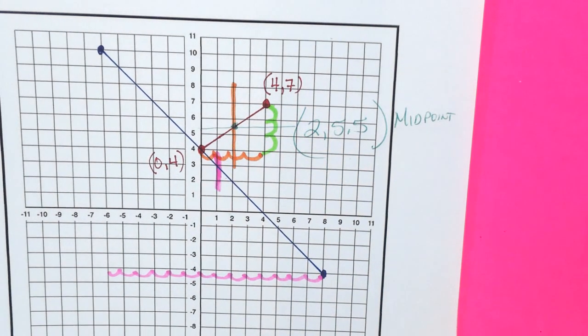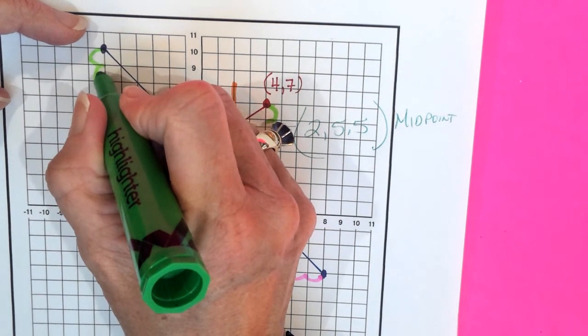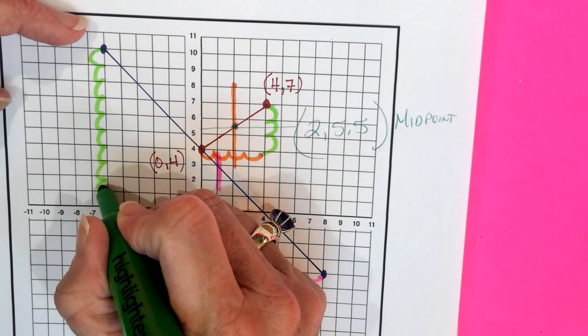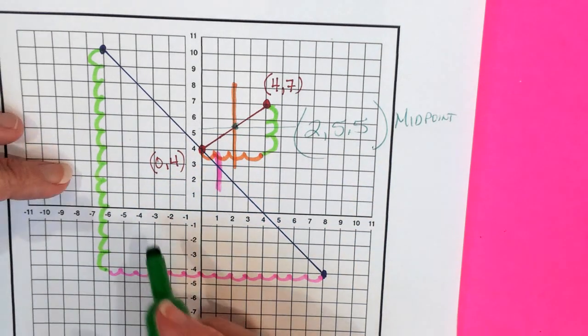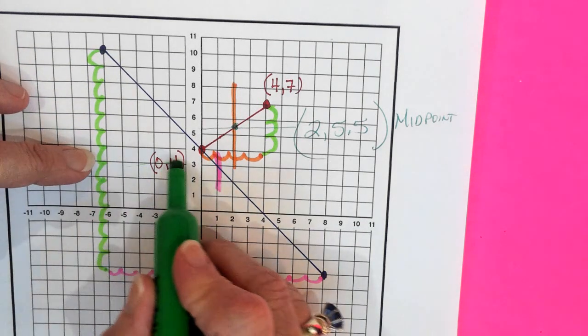I'm trying to find a different color. I guess I'll get my green. So how far apart are the two y values of the points? 1, 2, 3, 4, 5, 6, 7, 8, 9, 10, 11, 12, 13, 14. We said half of that is 7. 4, 5, 6, 7.